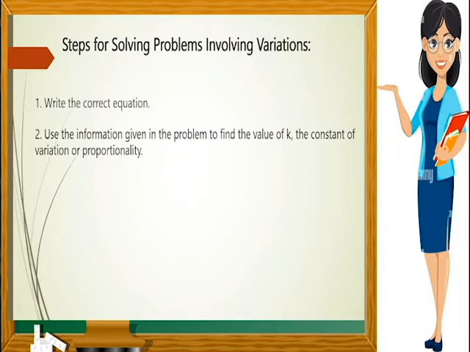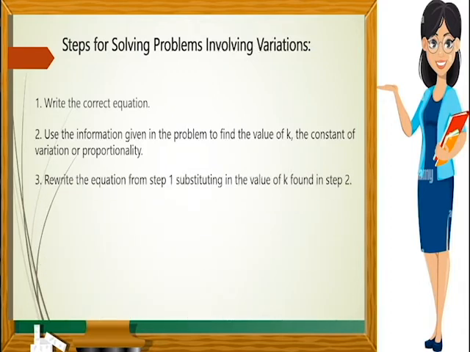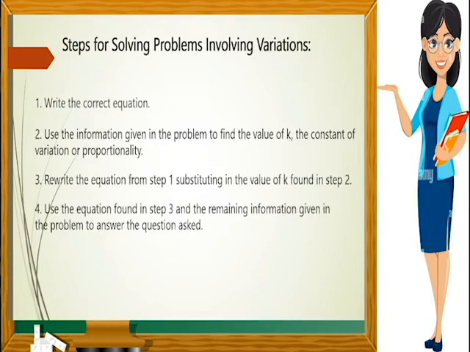Step 2. Use the information given in the problem to find the value of k, called the constant of variation or the constant of proportionality. Step 3. Rewrite the equation from step 1, substituting in the value of k found in step 2. And step 4, use the equation found in step 3 and the remaining information given in the problem to answer the question asked. Remember to include units in your final answer.